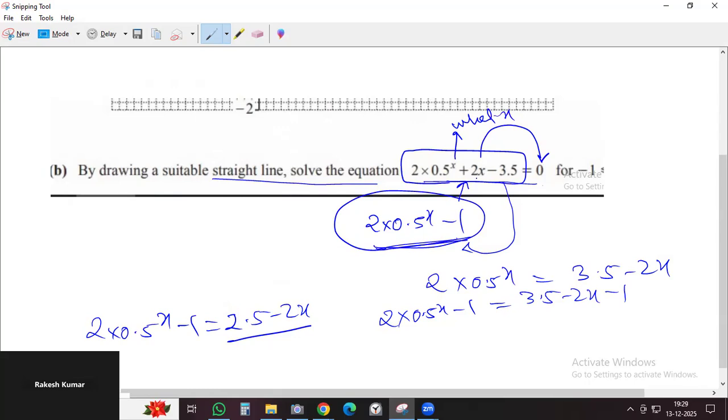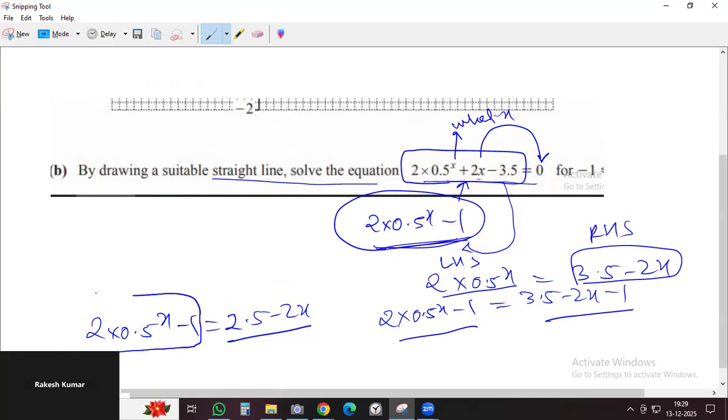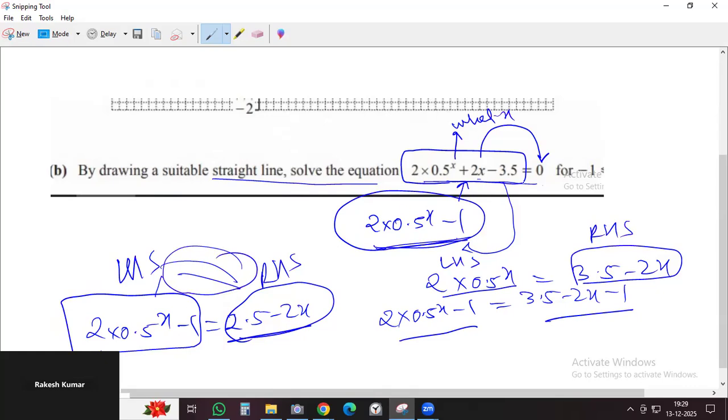So what I do is I take these two to the other side. I get 3.5 minus 2x is equal to this, but I still don't have minus 1. So I subtract 1 from the left hand side, and I'll have to also subtract it from the right hand side. So I get 2 into 0.5 on the left hand side, and it is equal to this on the right hand side. This means when these two are equal, this whole expression will become 0.